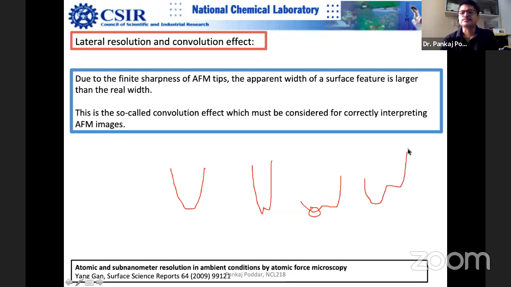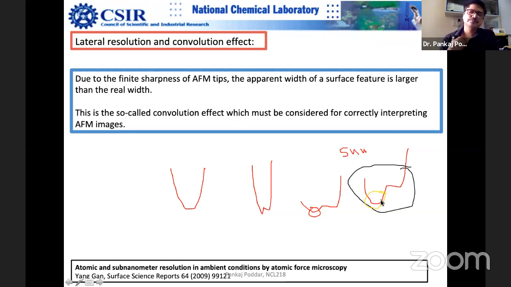So what about this tip? Your radius of curvature, for example, you say that my radius of curvature is 5 nanometer. But 5 nanometer is the radius of curvature of the entire probe. But about this one, this one, this one is much smaller than 5 nanometer. Maybe it's 1 nanometer.